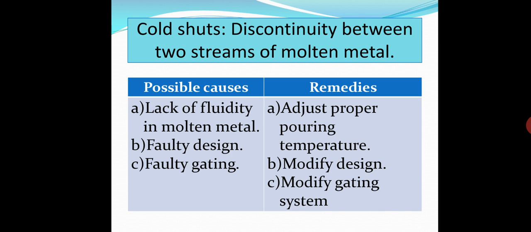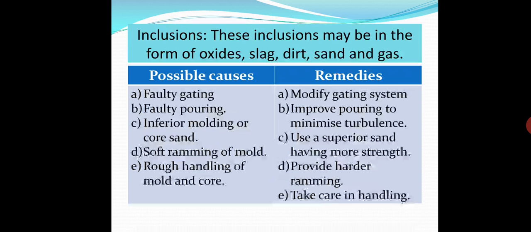Next is cold shot. The causes and remedies are the same for both misrun and cold shot, but there is a difference in the nature of the defect. Incomplete casting due to non-availability of metal in a particular part of the mold is known as misrun, whereas cold shot is where discontinuity occurs between two streams of molten metal, which do not join smoothly. Otherwise the causes and remedies for both are the same.